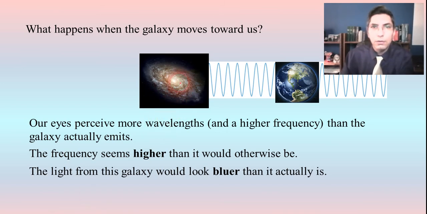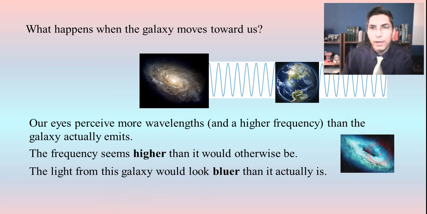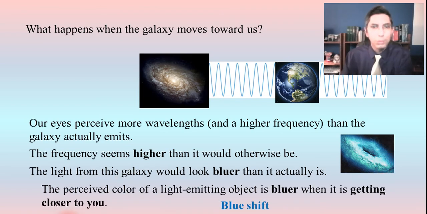So if this is the real overall color of the galaxy, then it might look more like this. It might have a blue tint to it. Now, I'm aware that this is actually a different type of galaxy altogether, but it might have this type of tint to it. It might look bluer. Now, that's something that we call blue shift. The perceived color of a light-emitting object like stars or a galaxy looks bluer than what it really is when it's getting closer to you. So we would say that if something is getting closer to you, the color is blue shifted.